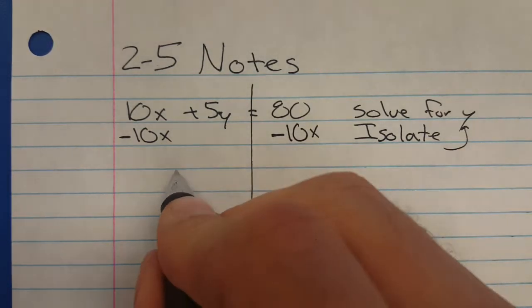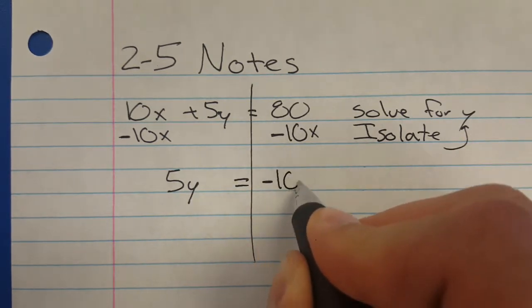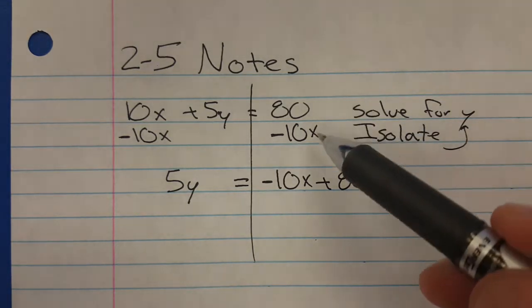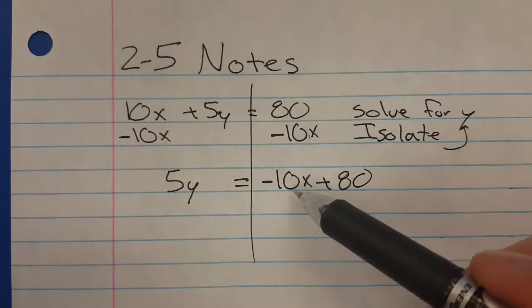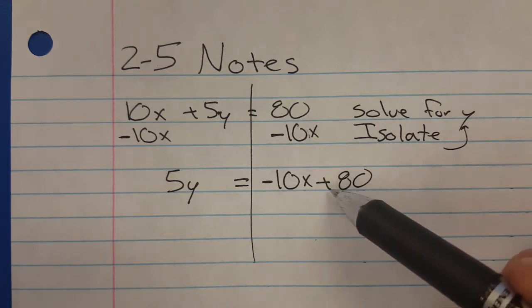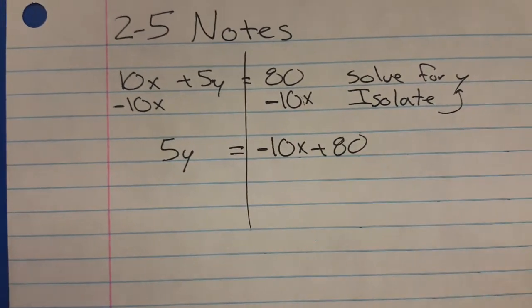Okay. So what's left over? 5y would still be left over, and that would equal a negative 10x plus 80. Now, I really don't care how you put these in order. I always like to put the variables first. 80 minus 10x, that's the same thing as negative 10x plus 80. I just like to put the variables first. Okay. Then what are we going to do?